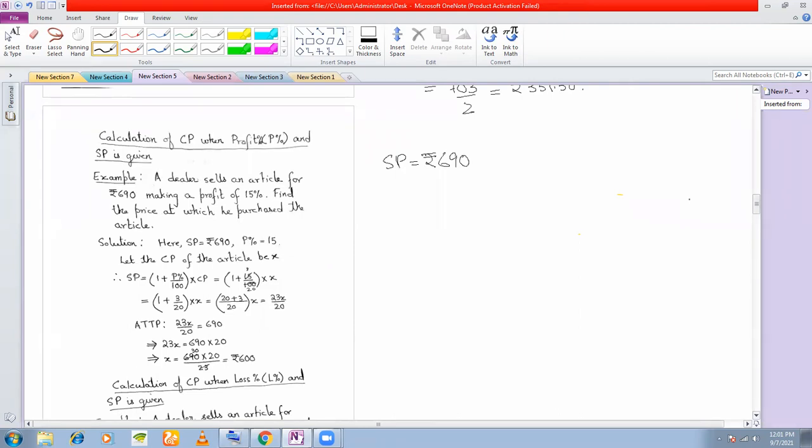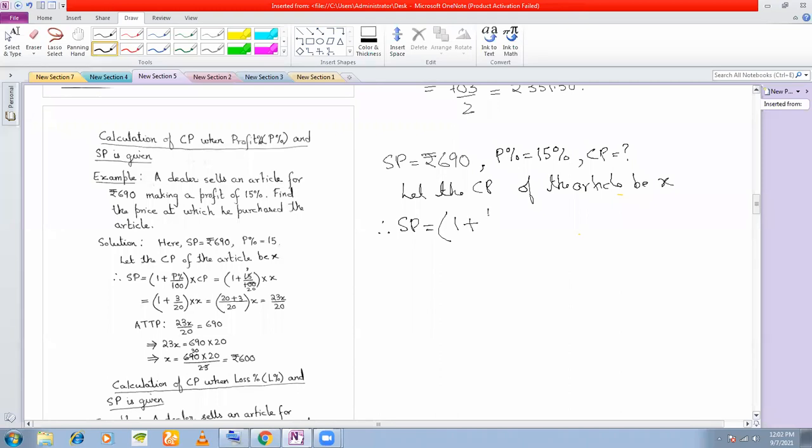So here, if you see, a dealer sells an article for rupees 690. So he's selling the item for rupees 690. His selling price is 690 and making a profit of 15%. So profit percentage is also given to you, which is 15%. Next, the question is find the price at which he purchased the article. That means you will have to find out the cost price. In such questions, whenever selling price is given and you need to find out the cost price, you assume let the cost price of the article be X. Now, if the cost price is X, therefore, what should be the selling price?